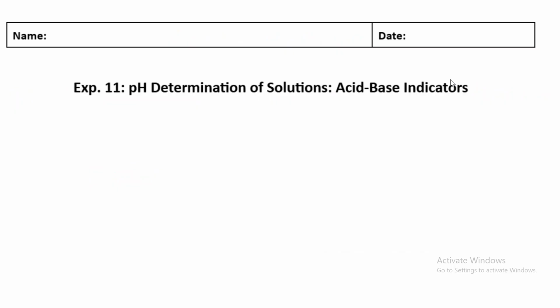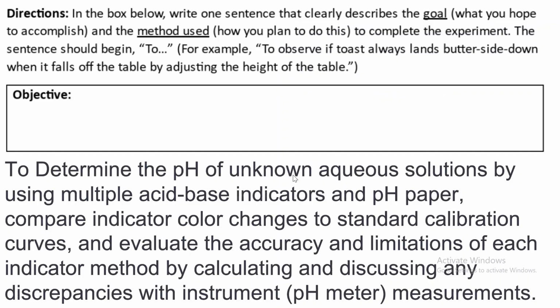The first thing you want to do, again, at the top, you want to put your name and the date in which you are completing the experiment. The direction states that in the box below, we want to write one sentence that clearly describes the goals and method used to complete the experiment, and the sentence should begin with "to."